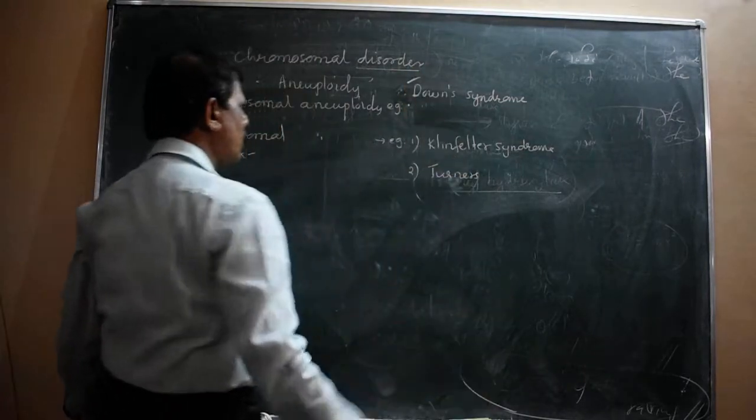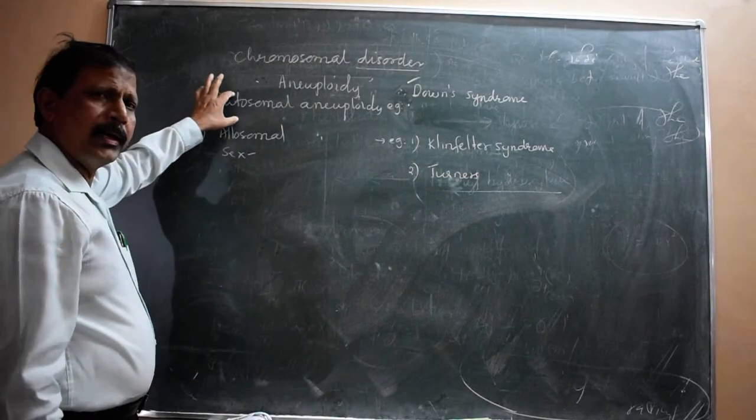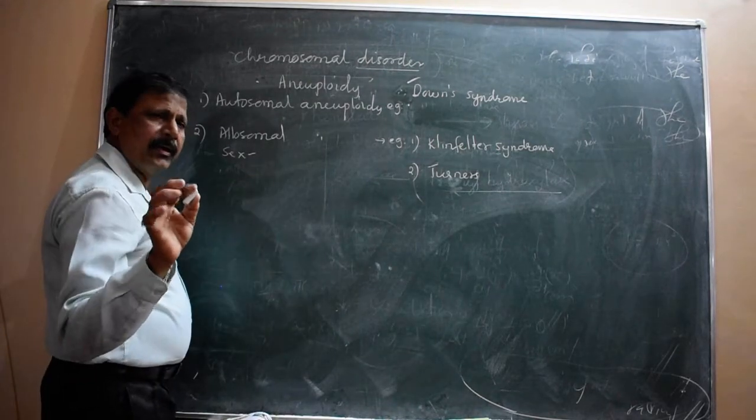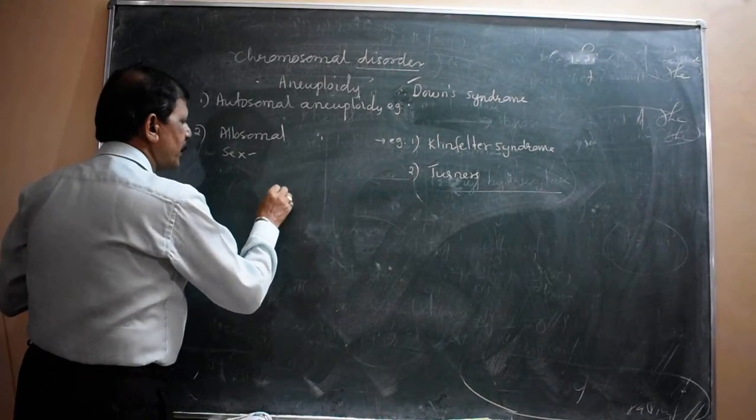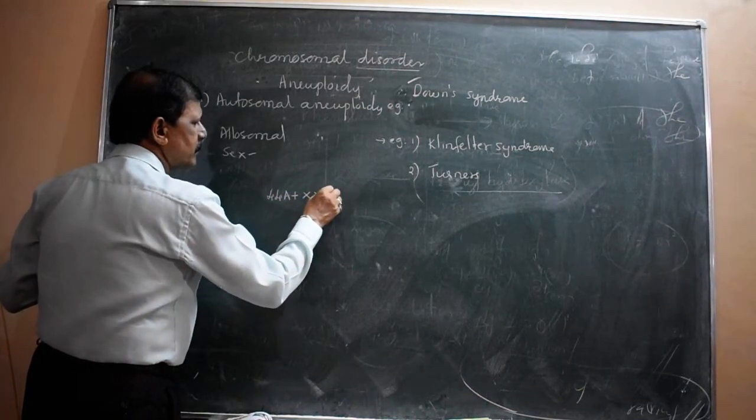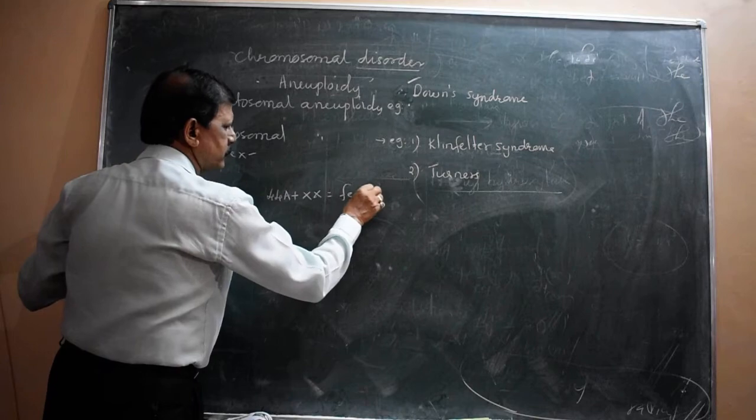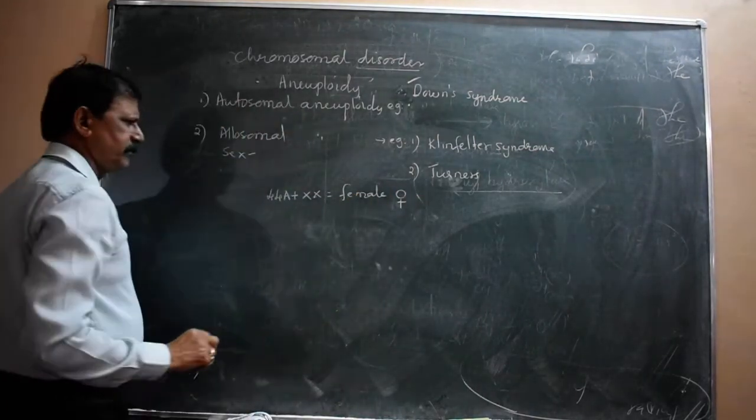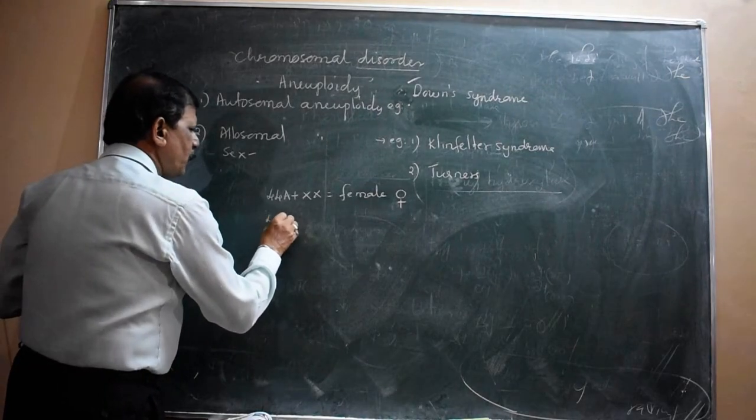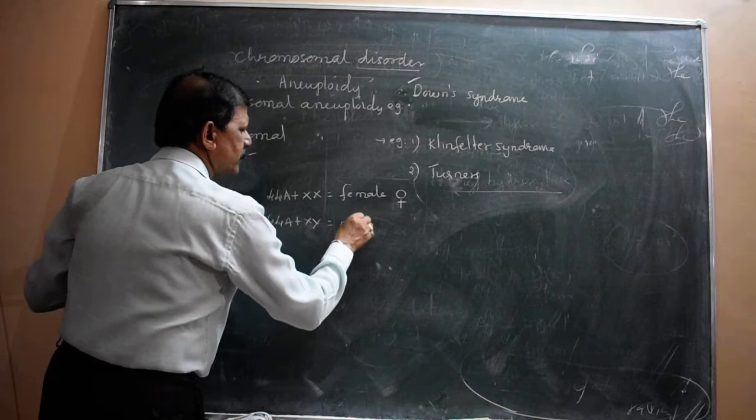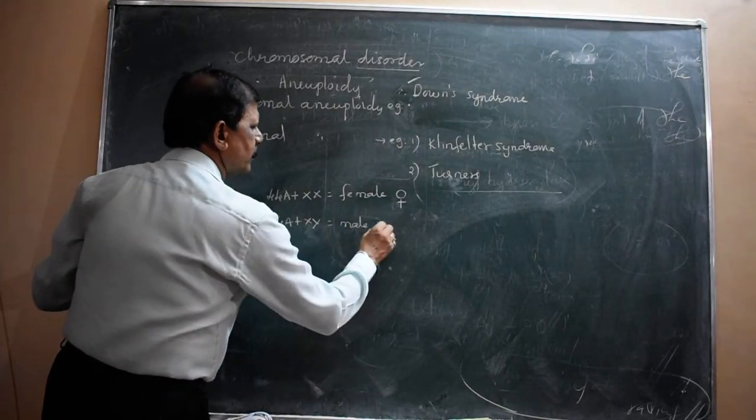This is the first. Down syndrome is an autosomal aneuploidy. I think you understood. In any human being, the karyotype you have to write like this: 44A plus X, which means it is female, and the symbol is like this. Then 44A plus XY, and that is a male. And the symbol is like this.